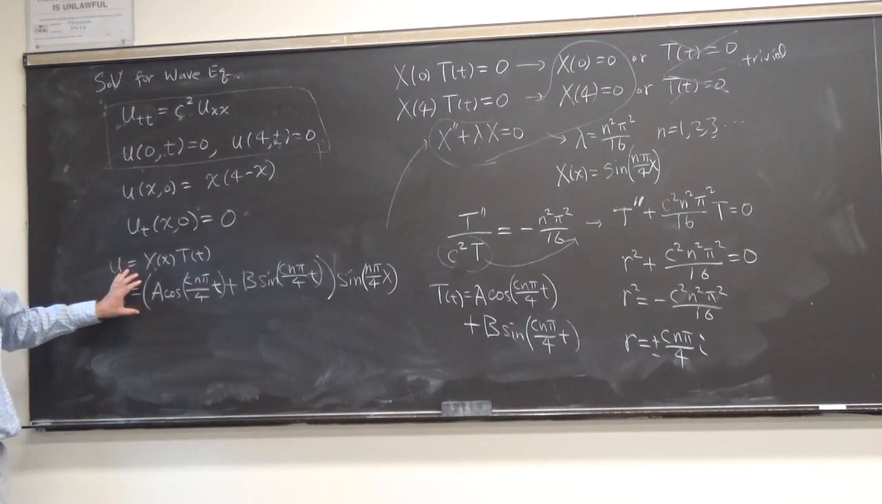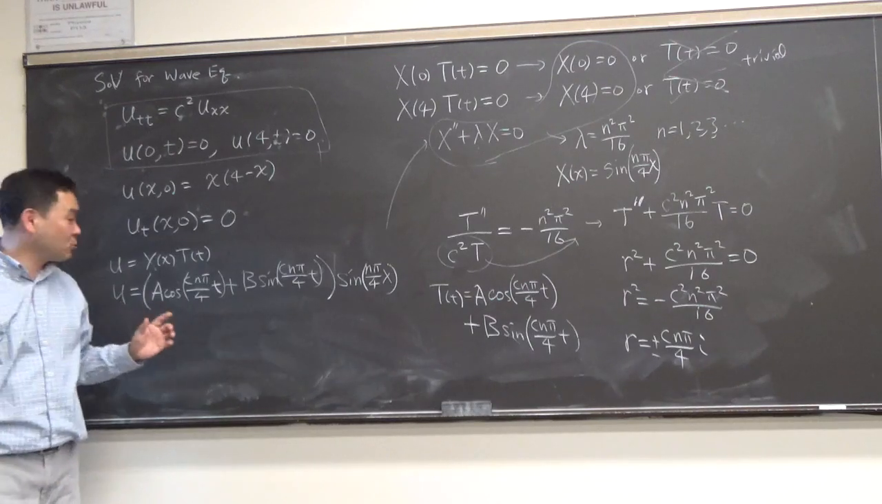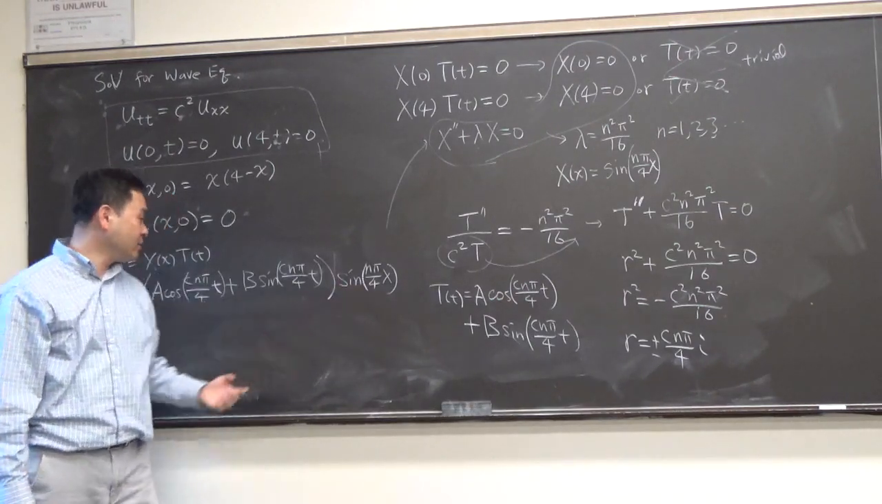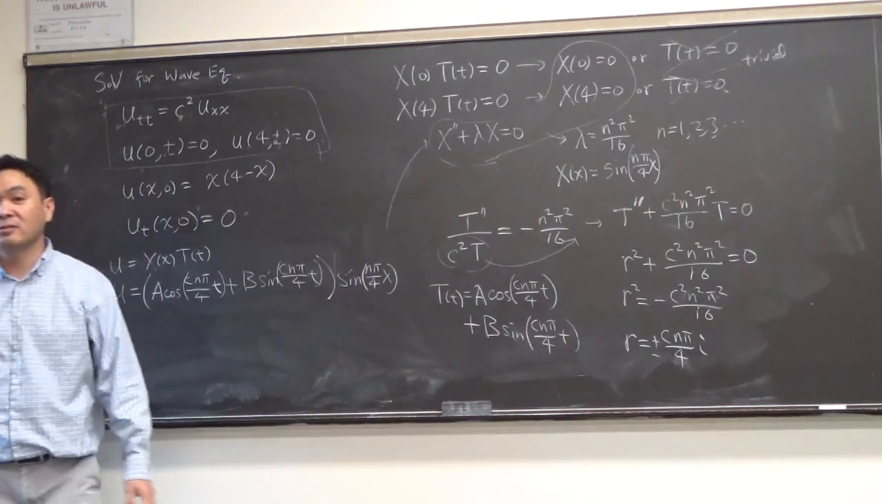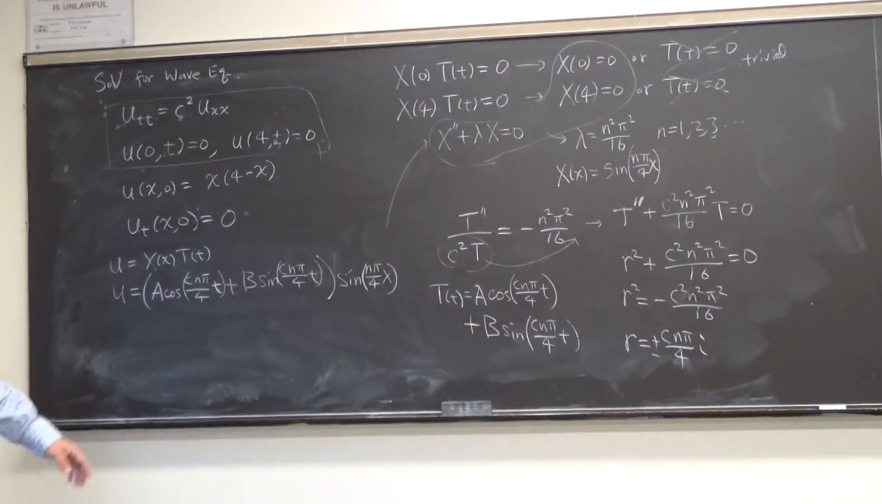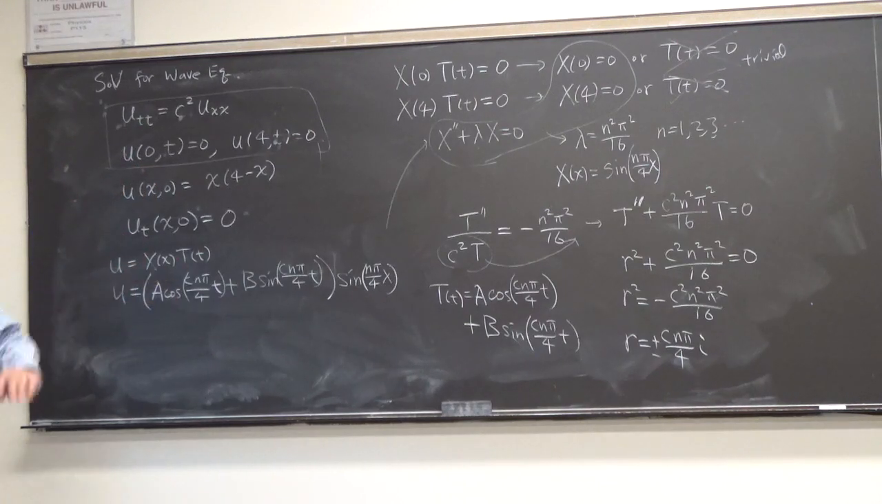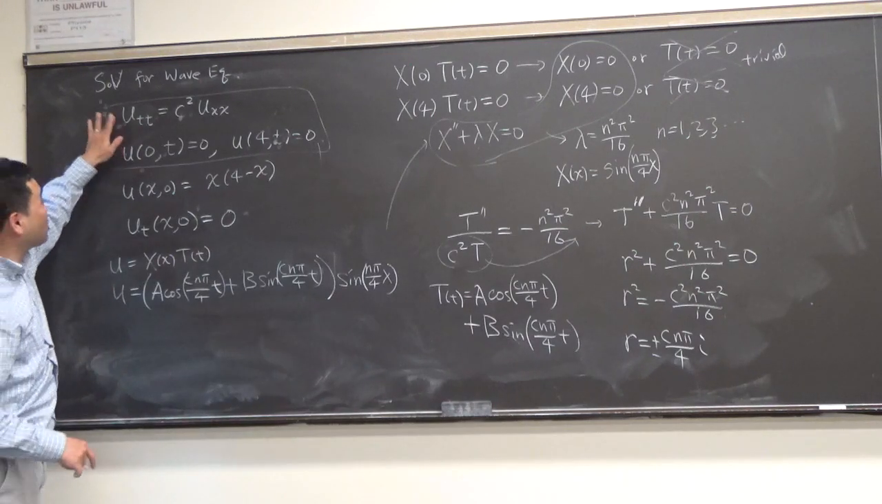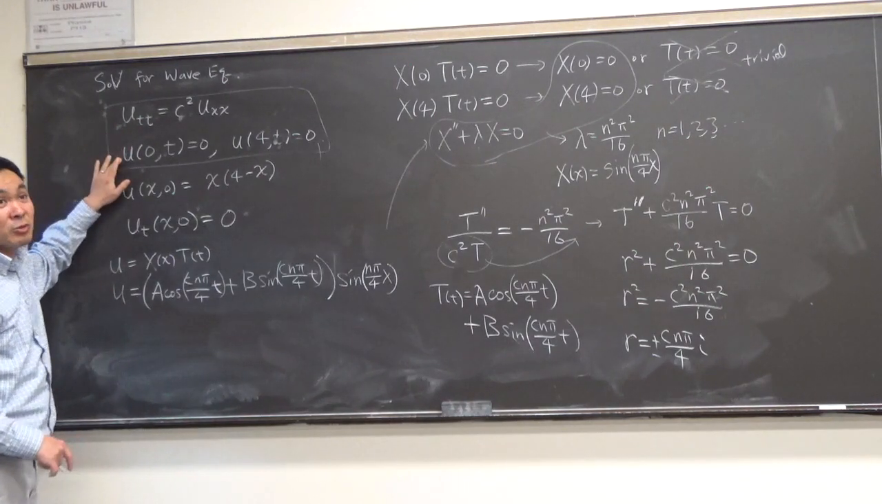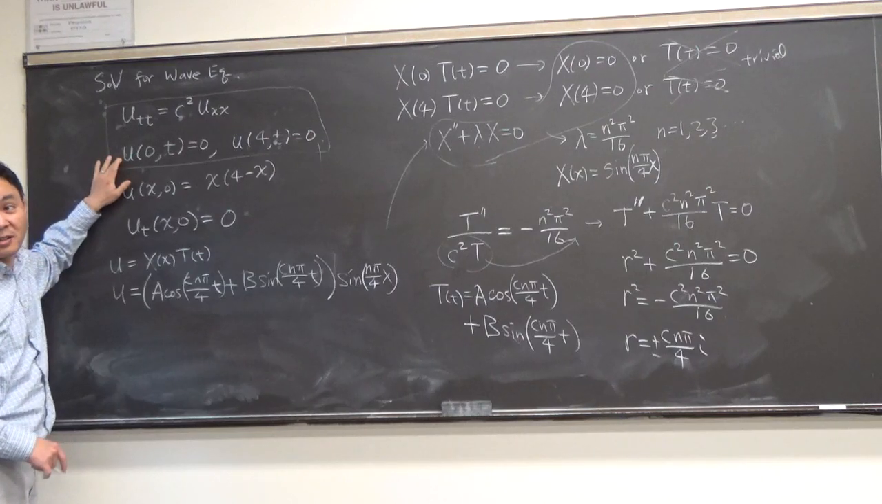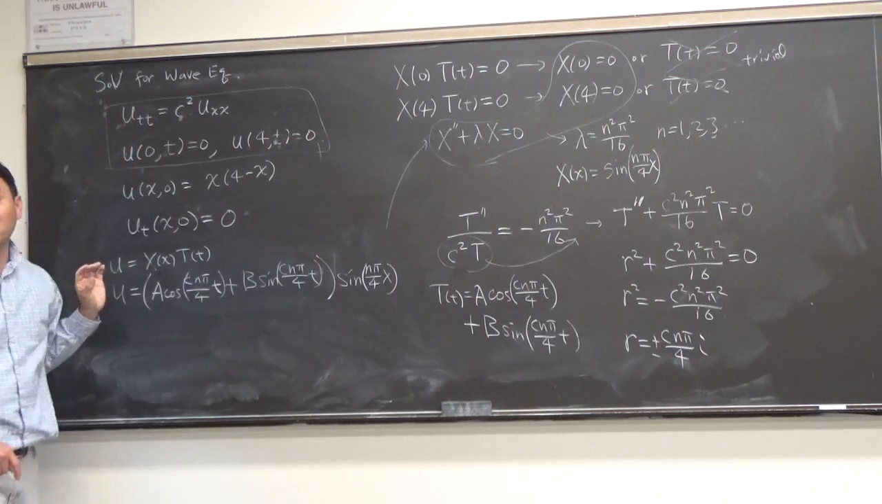Now, these are actually infinitely many solutions. Even for a fixed n, you have two solutions. You have a cosine times sine, and a sine times sine. And since n could be 1, 2, 3, and any number, you have infinitely many solutions. So in general, what's the most general solution that satisfies both the wave equation and the boundary conditions? What would you write?